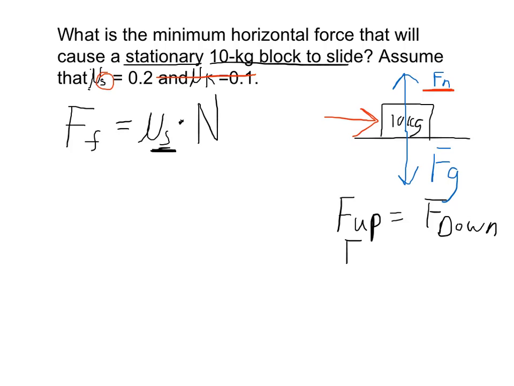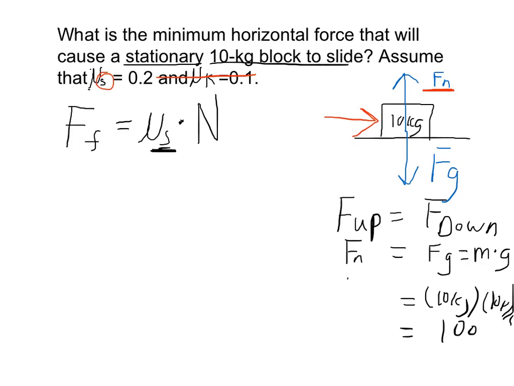My up force is my normal force, and my down force is my weight. I don't know my normal force, but I can use the object's mass, remember Fg is m times g, to find its weight. 10 kilograms, 10 newtons per kilogram. I got sloppy. So my weight is 100 newtons, therefore my normal force is 100 newtons. And since I've been using big N up here in this equation, normal force.